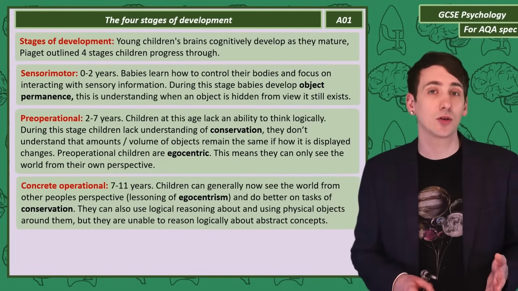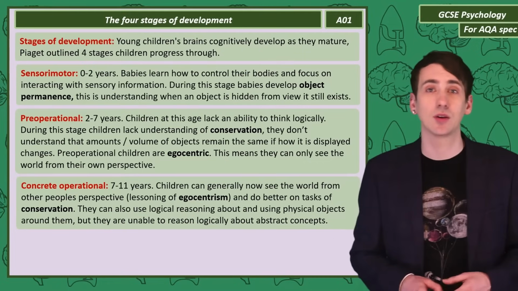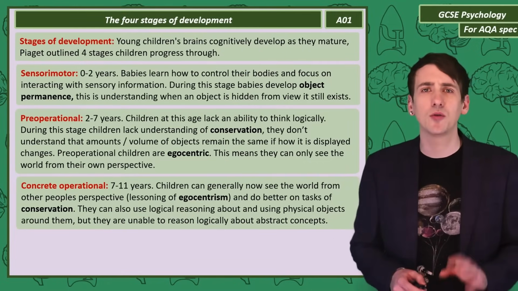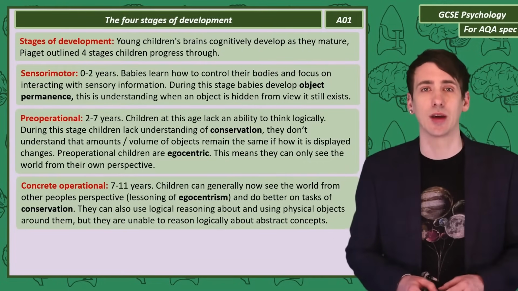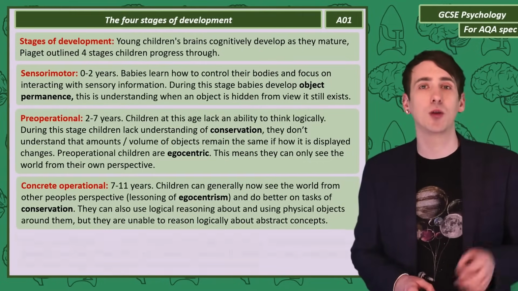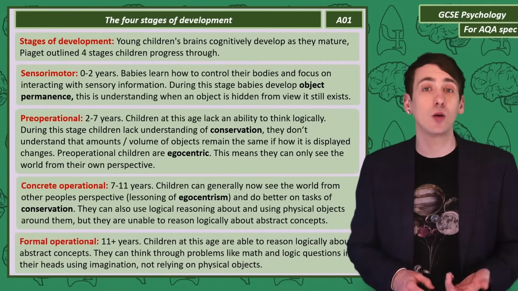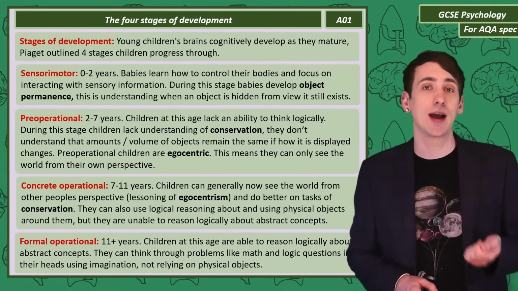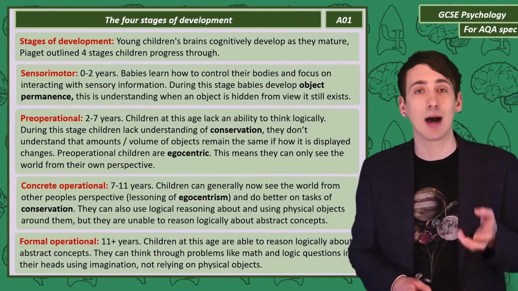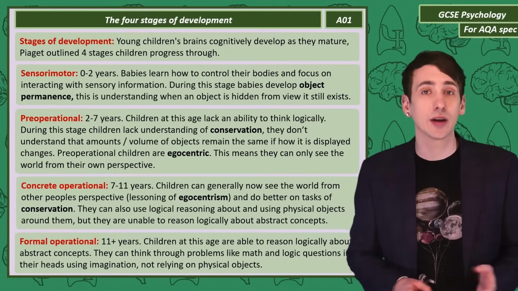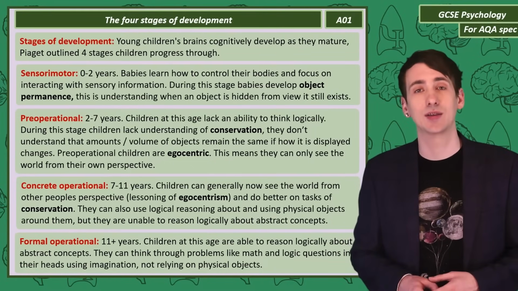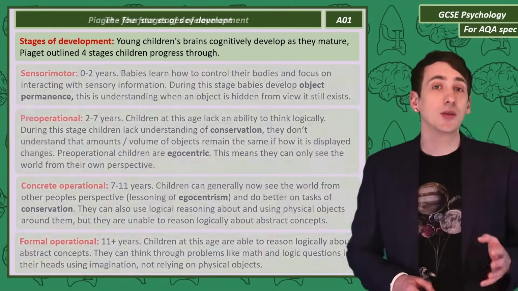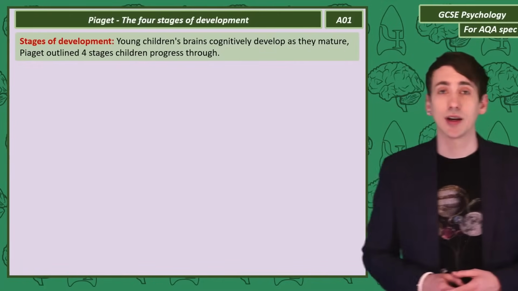They can start to use logical thinking about and using physical objects around them, but they struggle thinking logically about abstract concepts. And the final stage, formal operational, at 11 years and older, children at this stage should now be able to use logical reasoning about abstract concepts, working out mathematical and logic questions in their heads. So those are the stages of development according to Piaget.